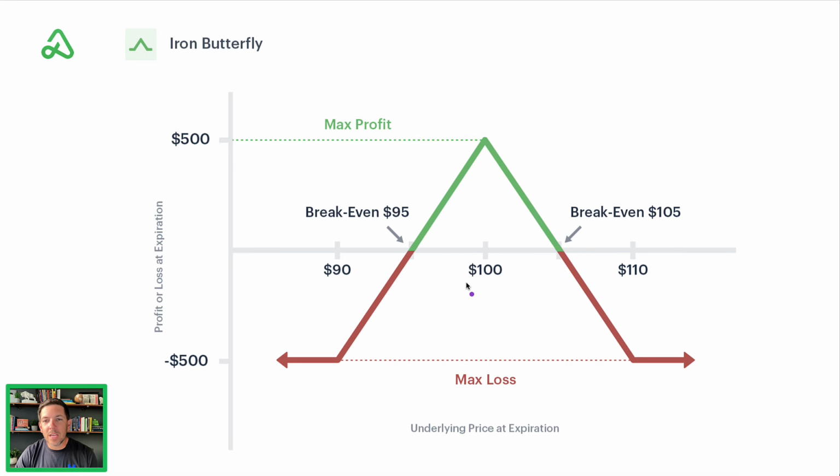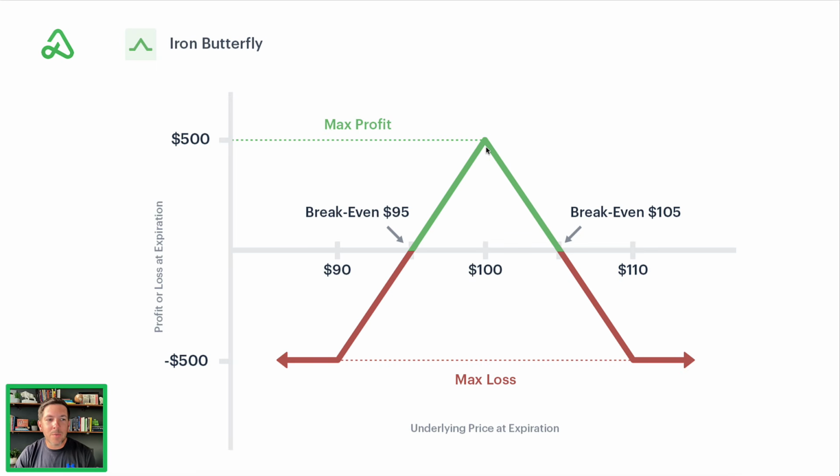But notice what you're doing here is that it creates that peak or that top, that apex, whatever you want to call it, right around where you're selling both the short put leg and the short call leg. That's what gives this the very distinct look of an Iron Butterfly.